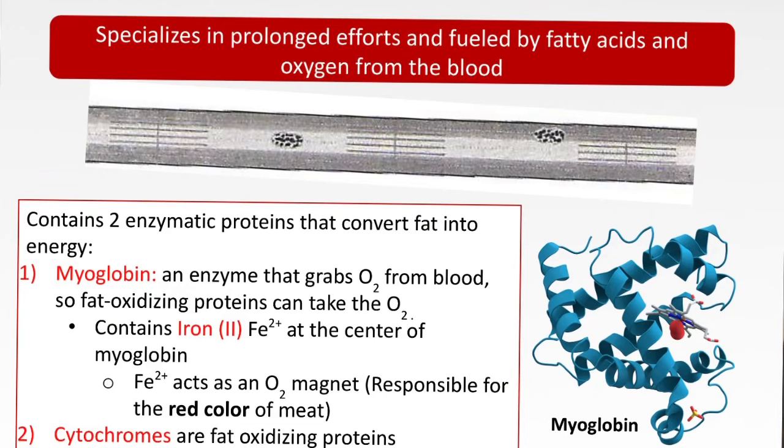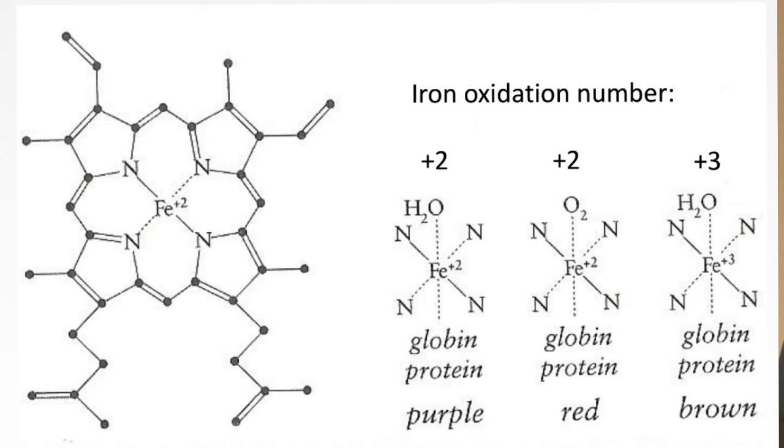Well, the myoglobin is an enzyme that grabs the oxygen from the blood, but in the middle of the myoglobin, which is a protein, there is an iron. And this iron, Fe2, is going to attract the oxygen and gives it the red color. As it oxidizes, it will begin to turn brown. So as it's exposed to the air, it will turn a different color, or if the protein is squeezing and it becomes exposed in that way.